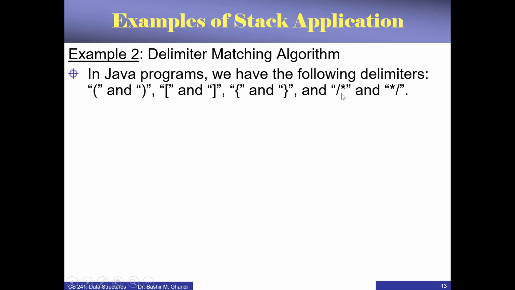Okay, and we also have things like comments. A comment will start with slash star and end with star slash. You can also have a string, which is usually in double quotes. So all these are called delimiters.